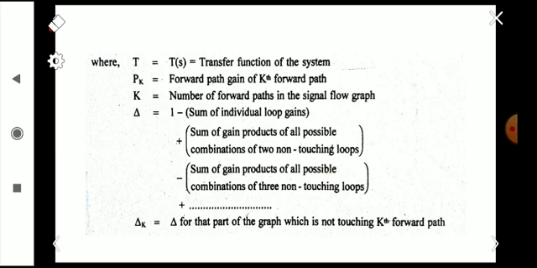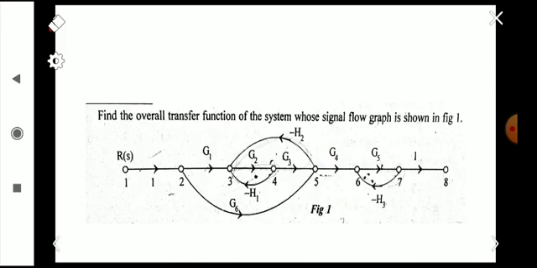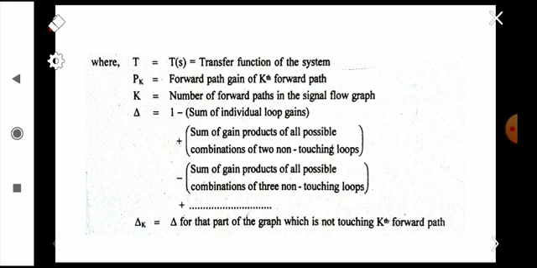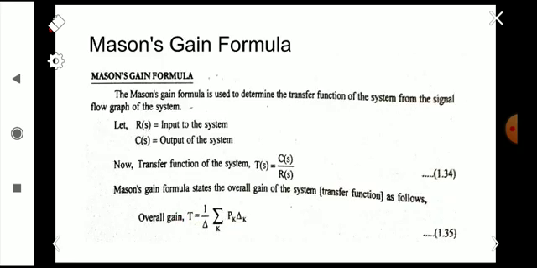And delta k means delta for that part of the graph which is not touching the kth forward path. That is, if you are going to find delta 1, then we have to find the delta for the part of the graph which does not include the first forward path. I will explain that in the coming videos, while we are doing the problems. So that's about the basic equation. I hope it's clear. Thank you.